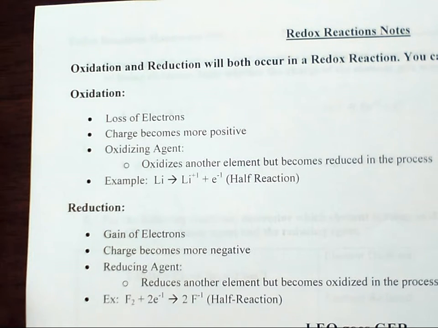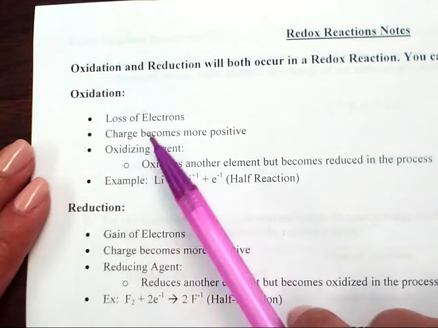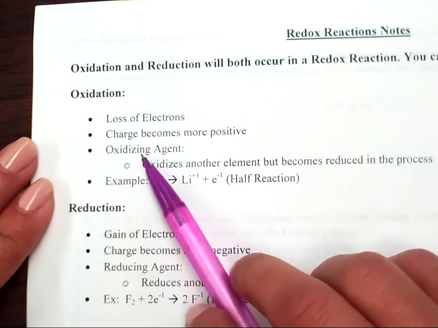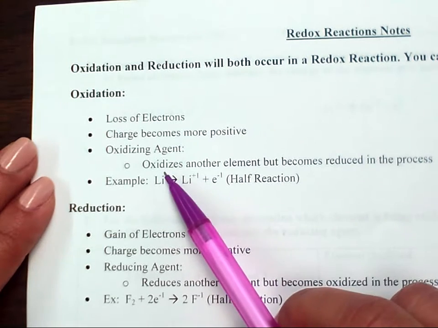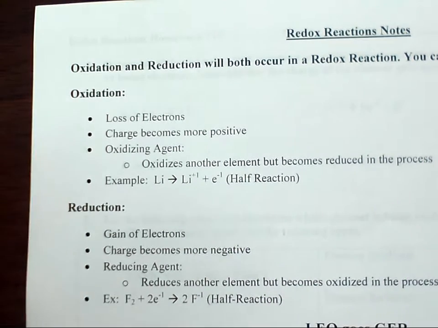So let's talk about the definitions of each one. Oxidation simply means the loss of electrons. It's where a charge becomes more positive. And here it shows us what an oxidizing agent is. It oxidizes another element but becomes reduced in the process. Now I know that just sounds like Chinese to you, but I think the best way to explain this is to go ahead and show you how it would work.